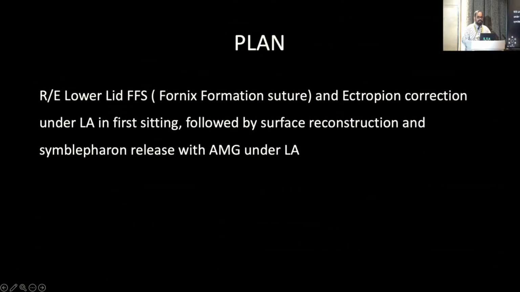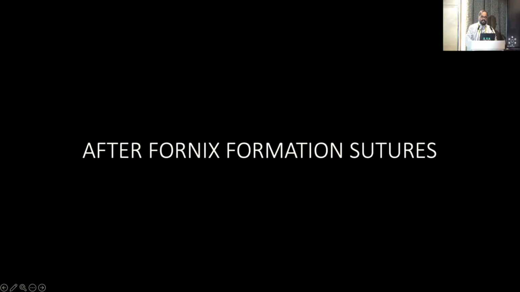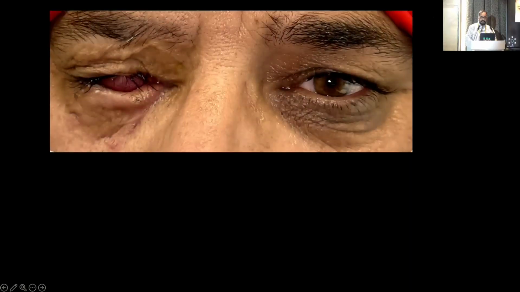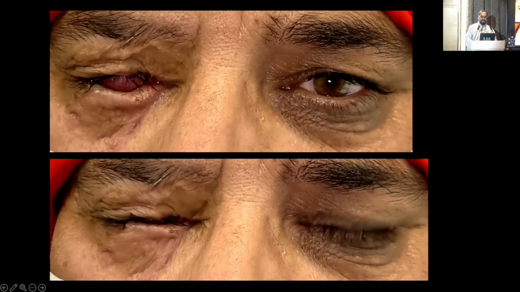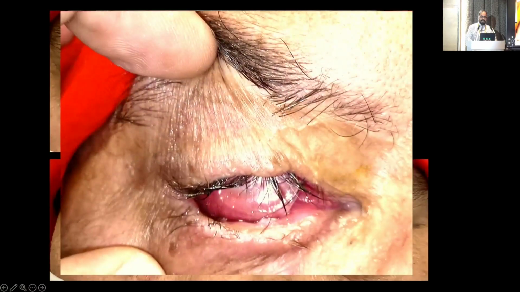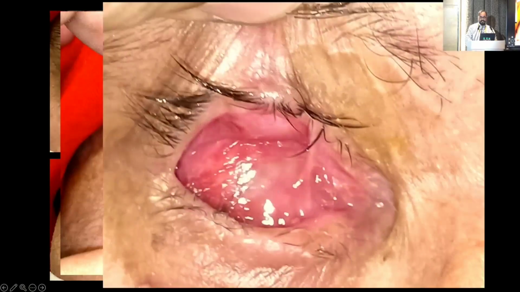So our plan was to make the lower fornix deeper. So lower lid FFS, that is fornix formation suture, with ectropion correction was done in the first sitting, which was followed by surface reconstruction and symblepharon release in the second sitting. After fornix formation suture, this was the condition of the patient. There was a good lower fornix formed, and the patient was able to close the eye, and the conformer, you can see, is well fitted in the lower fornix.